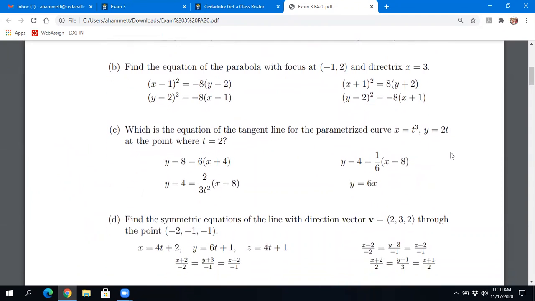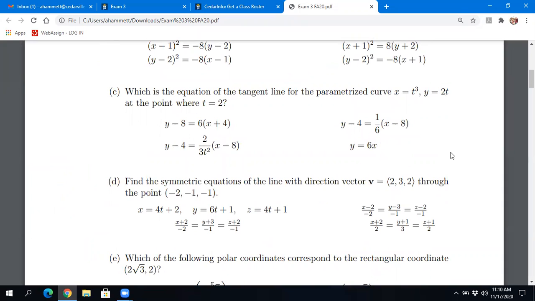Moving on. What is the equation of the tangent line for this parametrized curve? Okay. Well, for this one, you know that dx/dt is 3t squared. And you know that dy/dt is 2. Therefore, dy/dx is equal to dy/dt over dx/dt. We kind of figured that out about parametrized curves. So that's going to be 2 over 3t squared. And we want to evaluate this thing when t is equal to, what was it, 2?